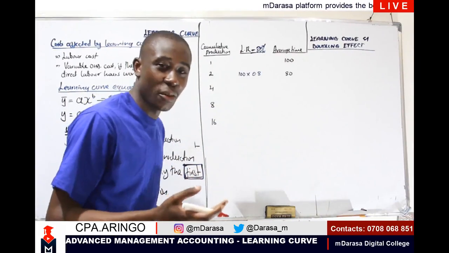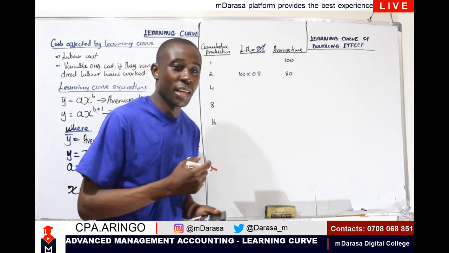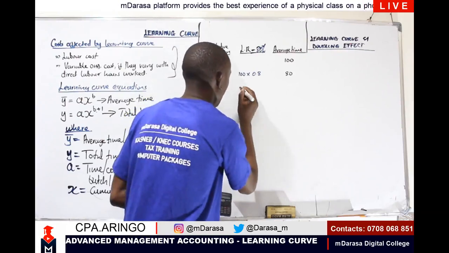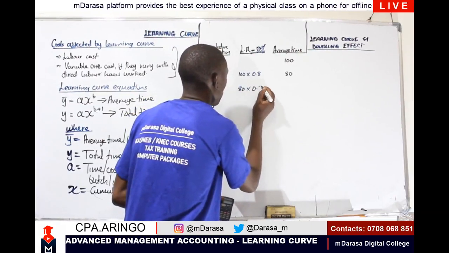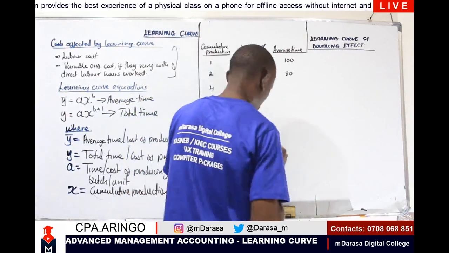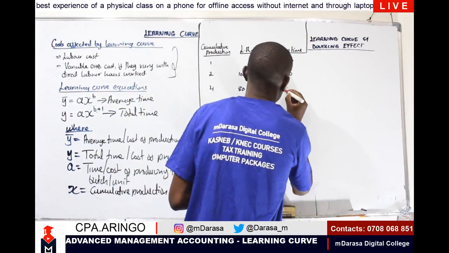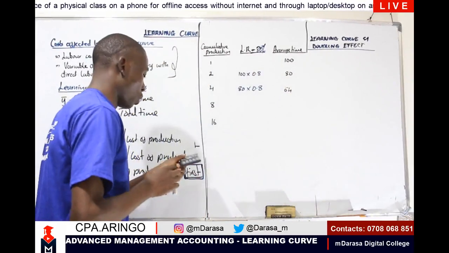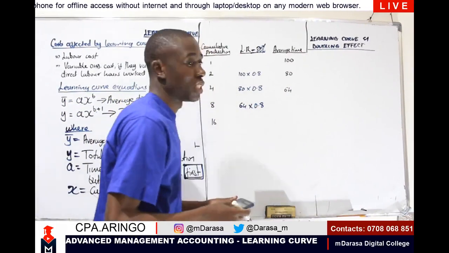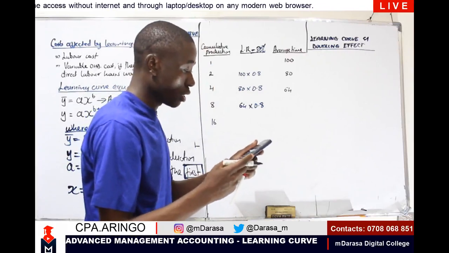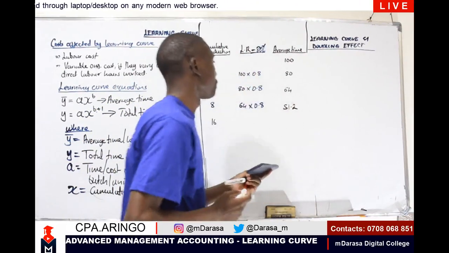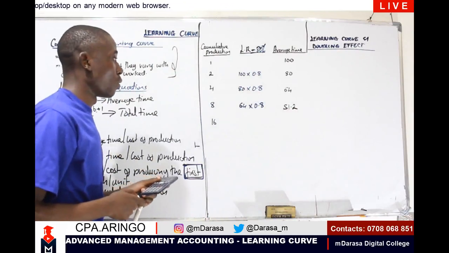How will you determine the average time of producing the next batch? We take 80 and multiply by 0.8, to give us 64. Then we take 64 and multiply by 0.8, which gives 51.2.